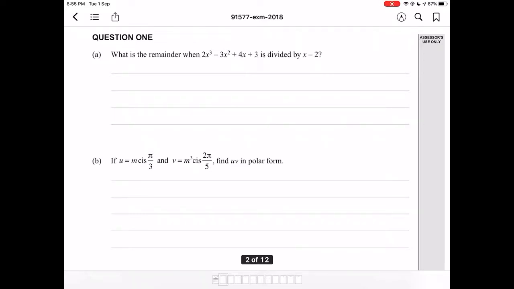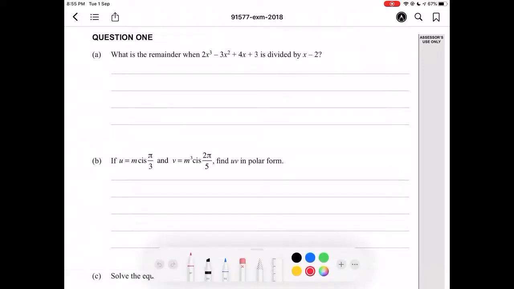Question 1, what is the remainder when 2x cubed minus 3x squared plus 4x plus 3 is divided by x minus 2? In this form, let's call this polynomial p of x. So p of x will be equal to x minus 2 times some function we don't know, we'll call it q of x, plus the remainder that we don't know.